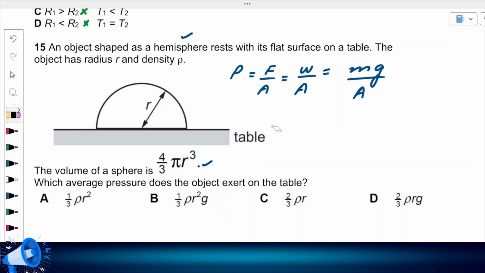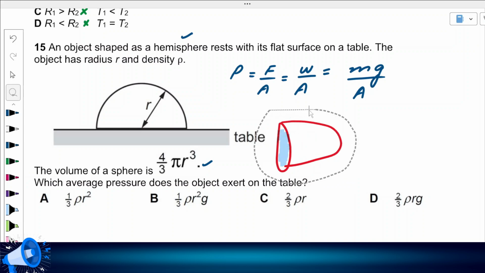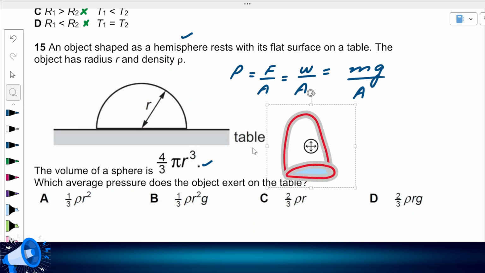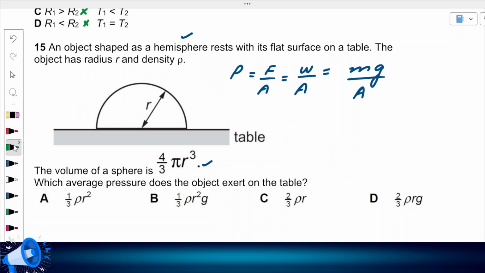So the area of this thing would be the area of the circle. Okay, so think about it. You have the hemisphere that looks something like this. And the area of contact would be this area, which is the area of the circle. So it is the same thing. Just think about it. You place it in this orientation. So the base of the hemisphere is the circle. So area would be the area of the circle. So area is pi r square.